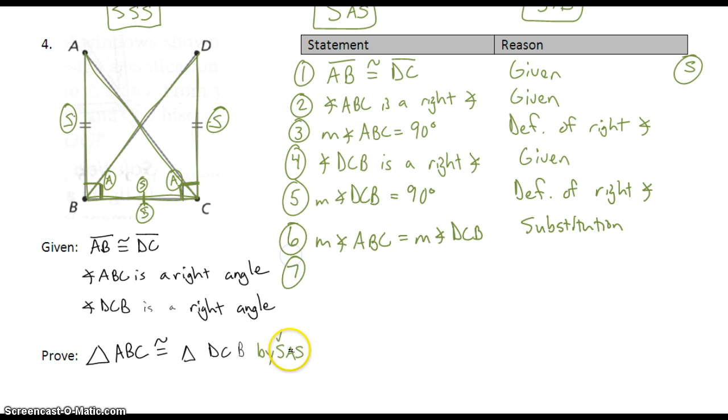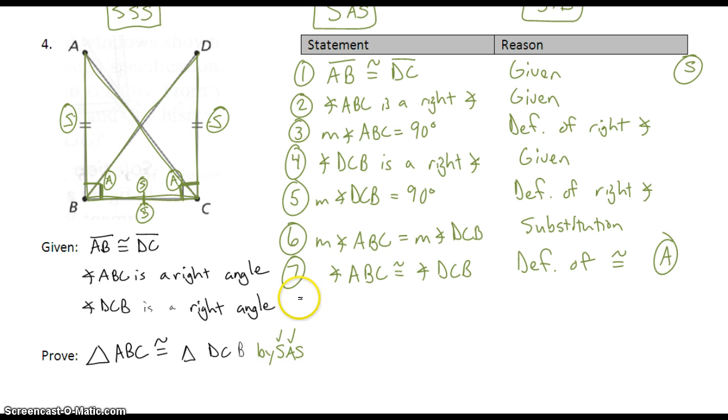Now I don't quite have my pair of congruent angles yet. I've said that their measures are equal, but I know that if two angles have equal measures, by definition of congruence, they are congruent to each other. So once I have their measures equal, I can say that the two angles are congruent by the definition of congruence. Now that's enough to prove that I have a pair of congruent angles. So I followed my roadmap, side, angle.